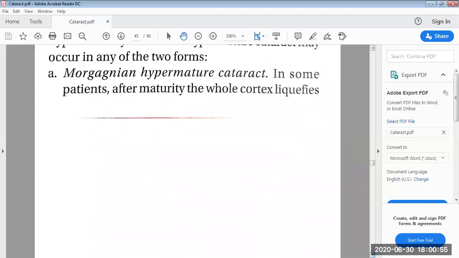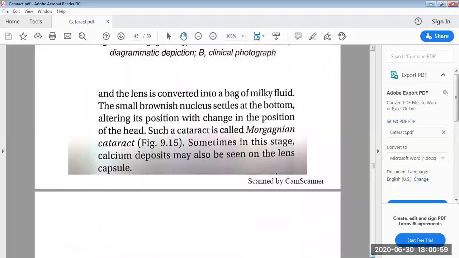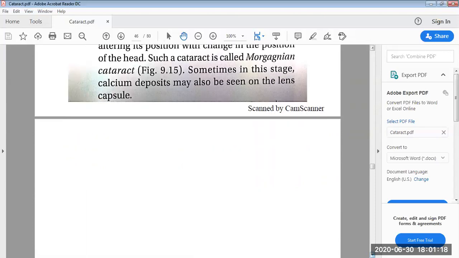So, in some patients after maturity, the whole cortex liquefies and the lens is converted into a bag of milky fluid. The small brownish nucleus settles at the bottom, altering its position with change in the position of the head. Such a cataract is called Morgagnian cataract. Sometimes in this stage, the calcium deposits may also be seen on the lens capsule.